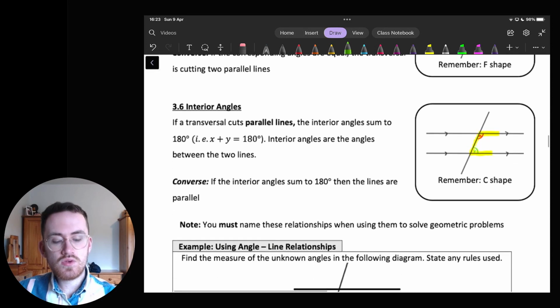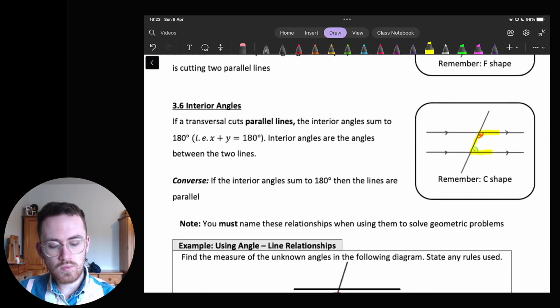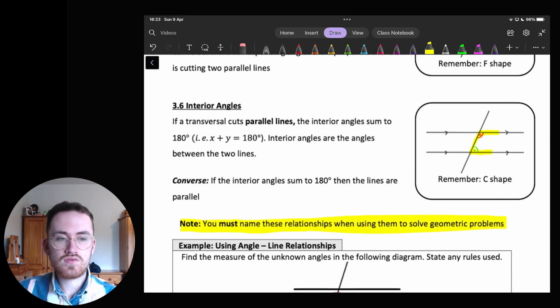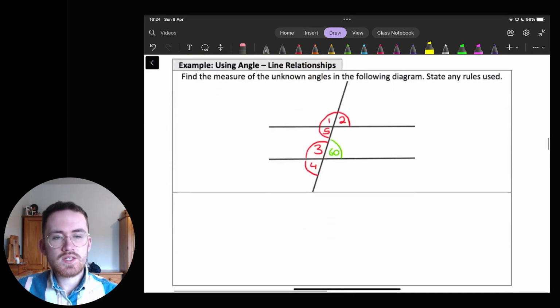And the note I've put in here is quite important as well. When you're solving problems, you should be saying what the names of these rules are. So if there's a reason that you think angles are the same in a particular question, then you should give that reason in answering the question. Looking at this one here, we want to find the measure of any of the unknown angles in the following diagram, and we have to give any of our rules that we use.